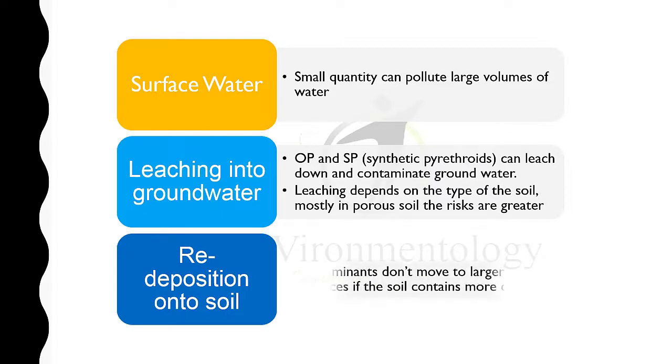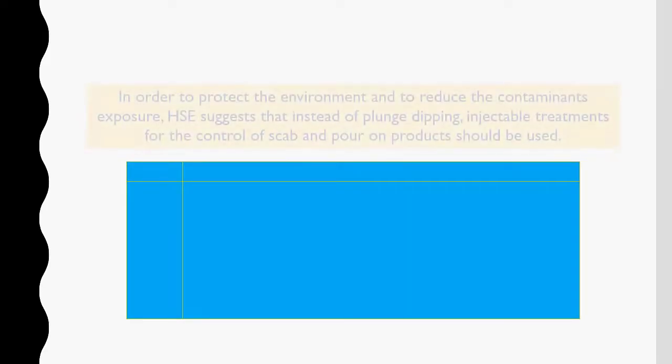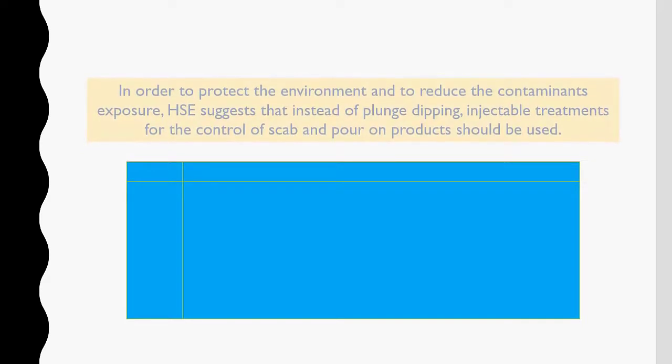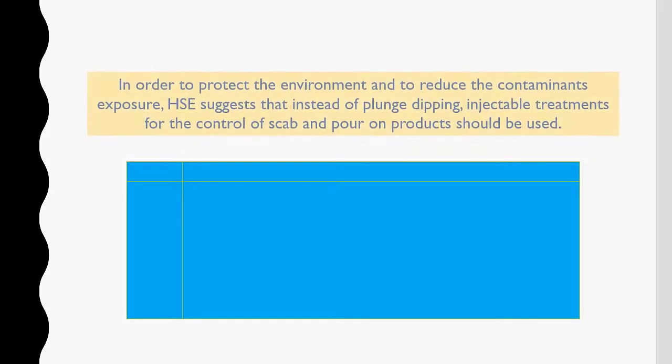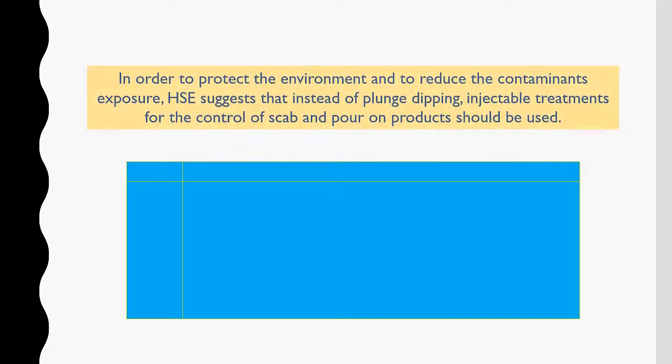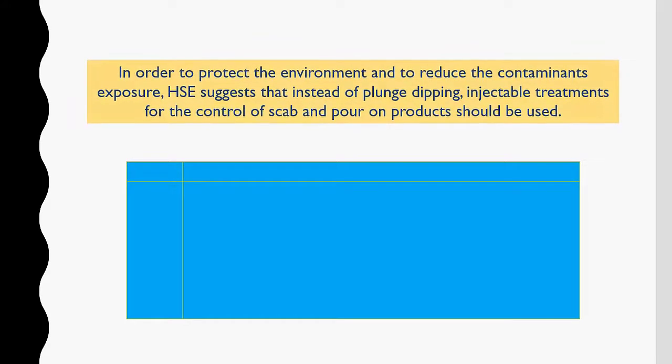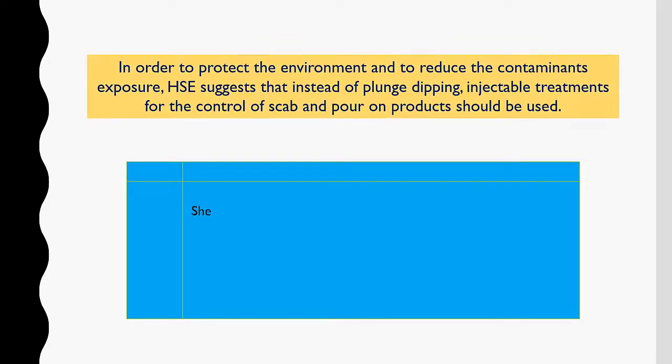And the question is how these harmful impacts on human and environment are prevented. The farmers should be properly trained or must be under the supervision of someone who is trained. And HSE suggests that instead of plunge sheep dipping, injectable treatments for the control of scab and pour-on products should be used.